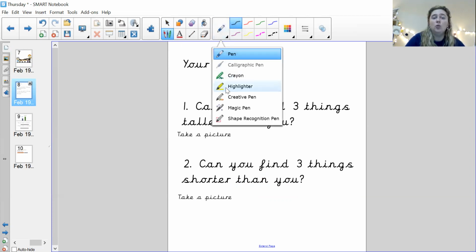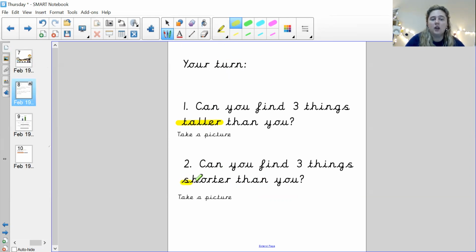can you find three things shorter than you and take a picture? So that means they need to be shorter than you, but they also need to start in the same place. So if you're standing on the floor, standing up straight, which you should be if you're measuring people, then they also need to start on the floor. Okay, remember to take a picture so I can see that those things you're measuring are starting in the same place as you. So you're going to find three things taller than you and three things shorter than you and take a picture and put them on Tapestry, okay? Come back for the next slide.